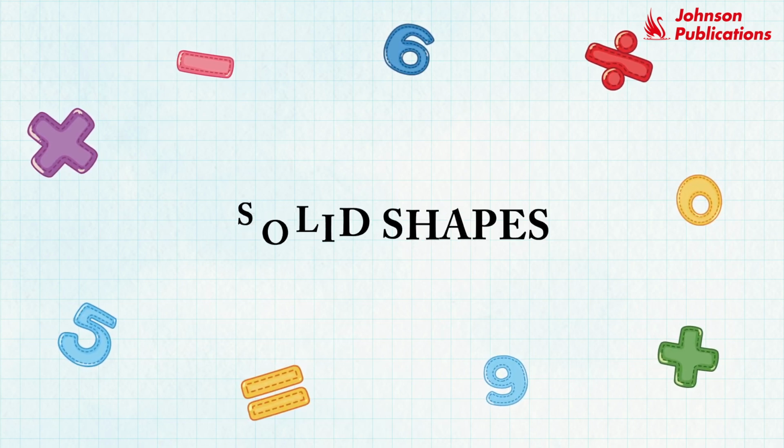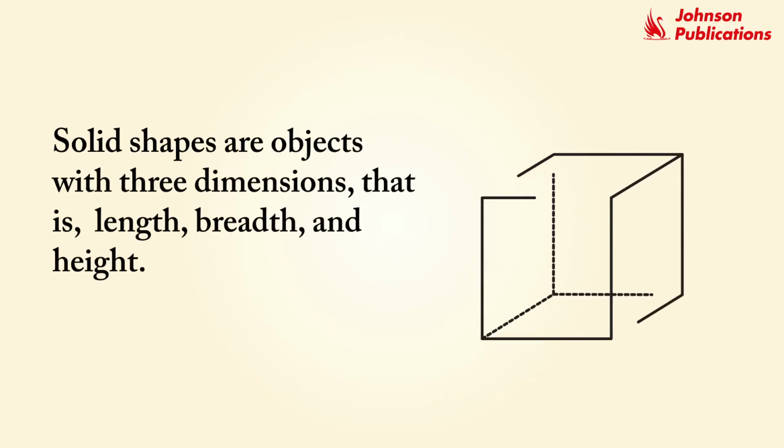Solid shapes. Solid shapes are objects with 3 dimensions, that is, length, breadth, and height. The flat surface of a three-dimensional shape is called the face. The straight lines where two faces meet is called the edge. The points where multiple edges meet is called the vertex.